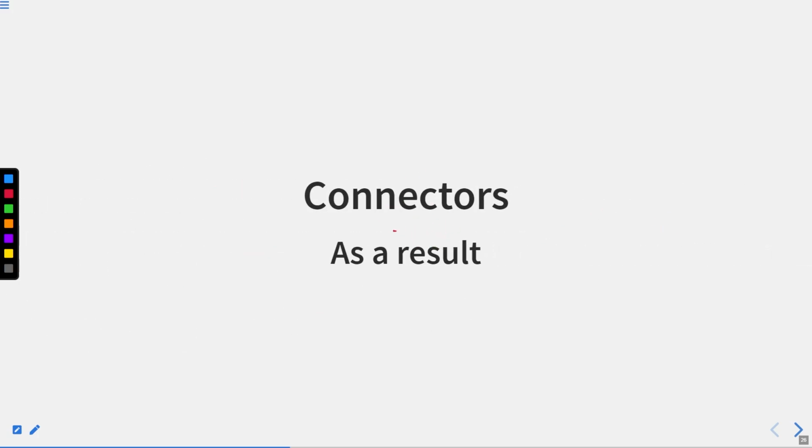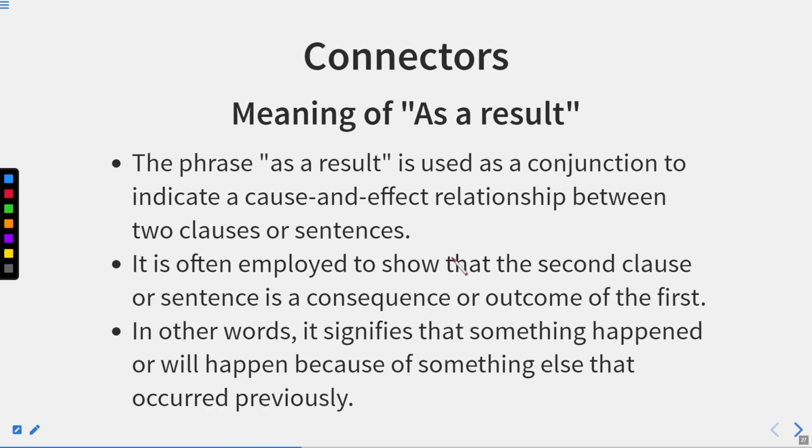Now we'll discuss another connector, that is, as a result. Okay, so hence shows the sequence, and as a result is also the same, but here we need to write as a result, not hence. The phrase as a result is used as a conjunction to indicate a cause and effect relationship between two clauses or sentences. Obviously, it shows the result.